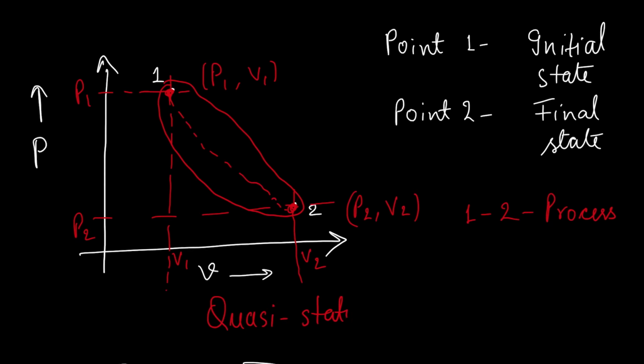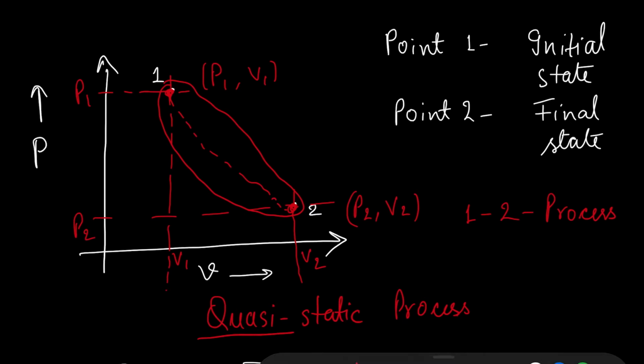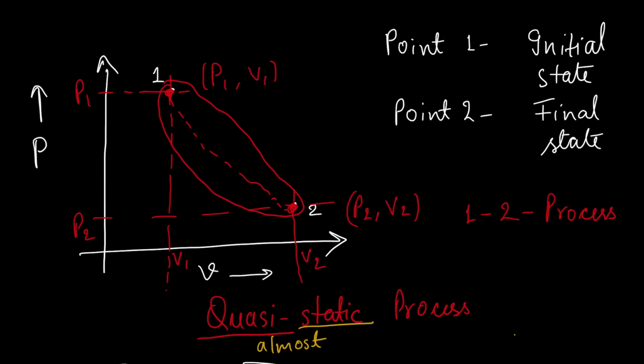So let's understand quasi-static process. So here quasi means almost. Quasi means almost. Static means in a state of rest, right? Not moving. That's static. So almost in a state of rest. Now this is important to note. We are saying almost in a state of rest, not in a state of rest.